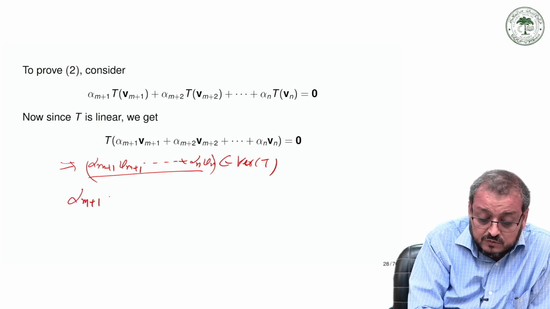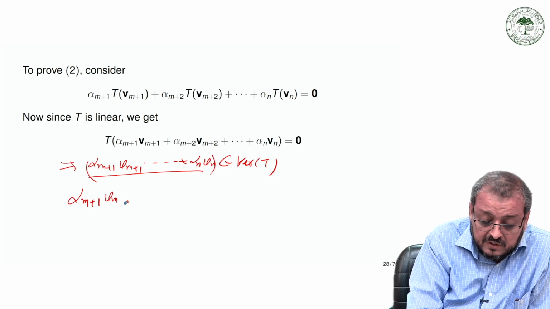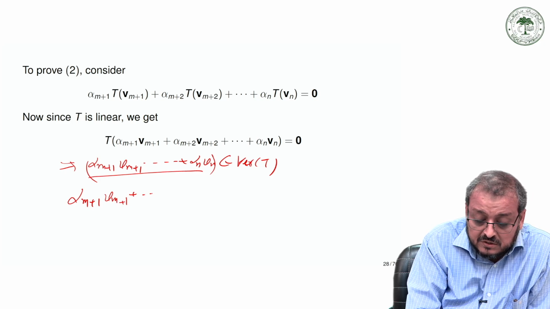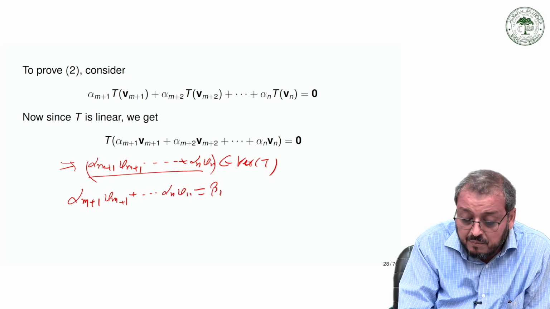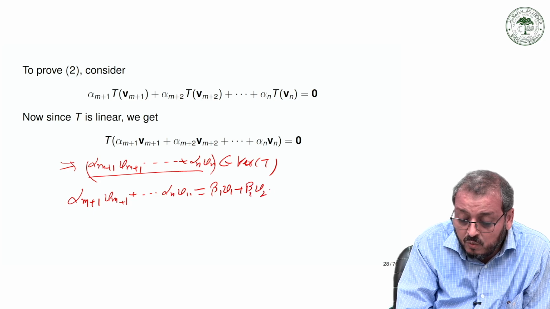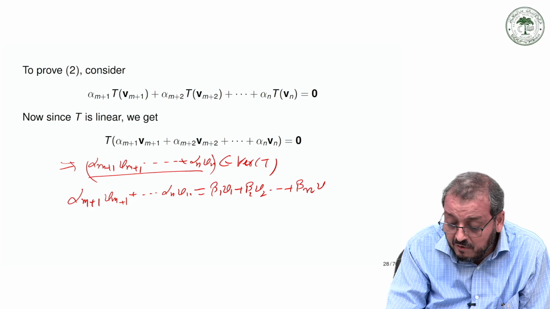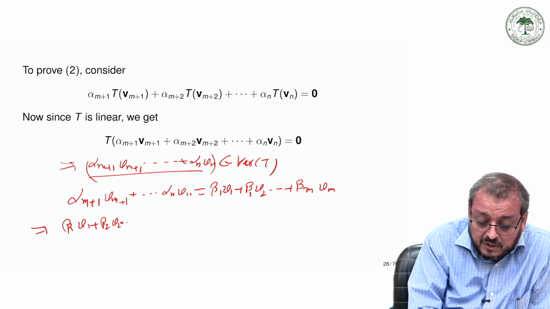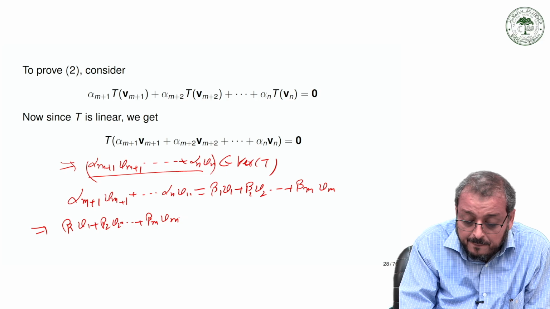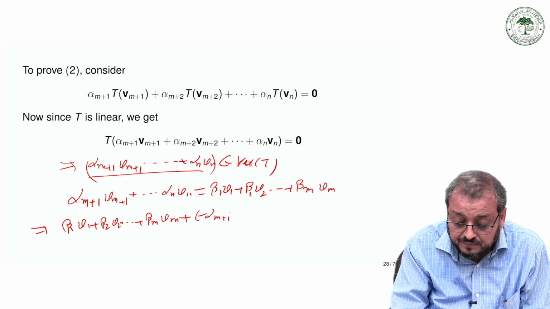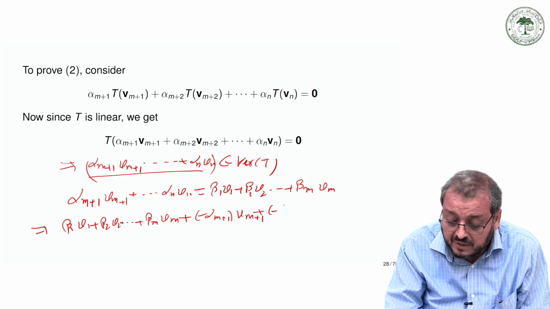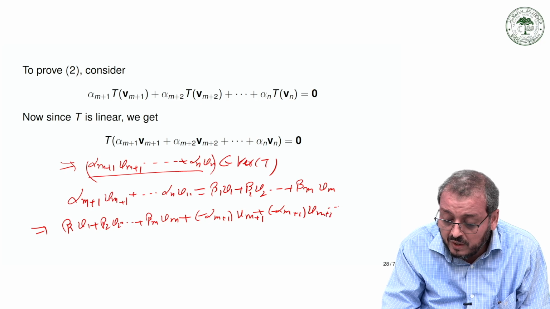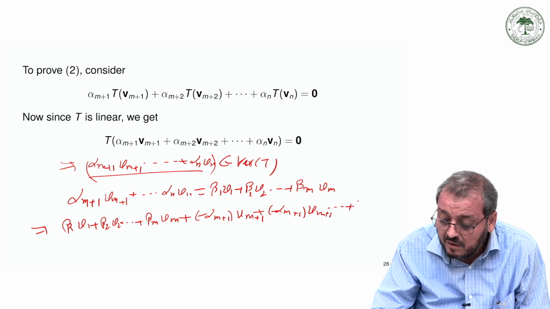So this means we can say that alpha m+1 V(m+1) can be written as alpha (m+1) V(m+1) plus so on, up to alpha n Vn. This can be written as beta 1 V1 plus beta 2 V2 and so on, plus beta m Vm, plus alpha (m+1) V(m+1) plus alpha (m+2) V(m+2) and so on, up to alpha n Vn, is equal to 0.